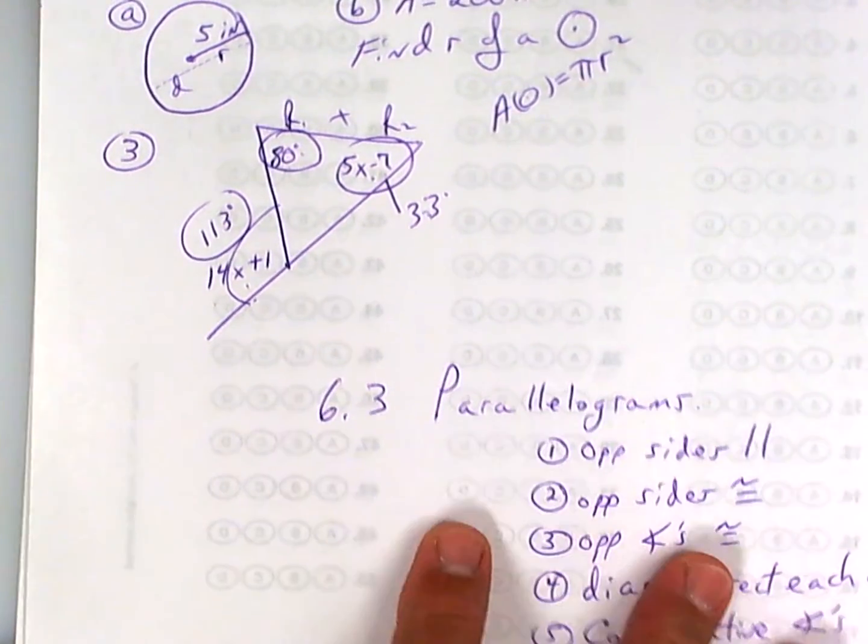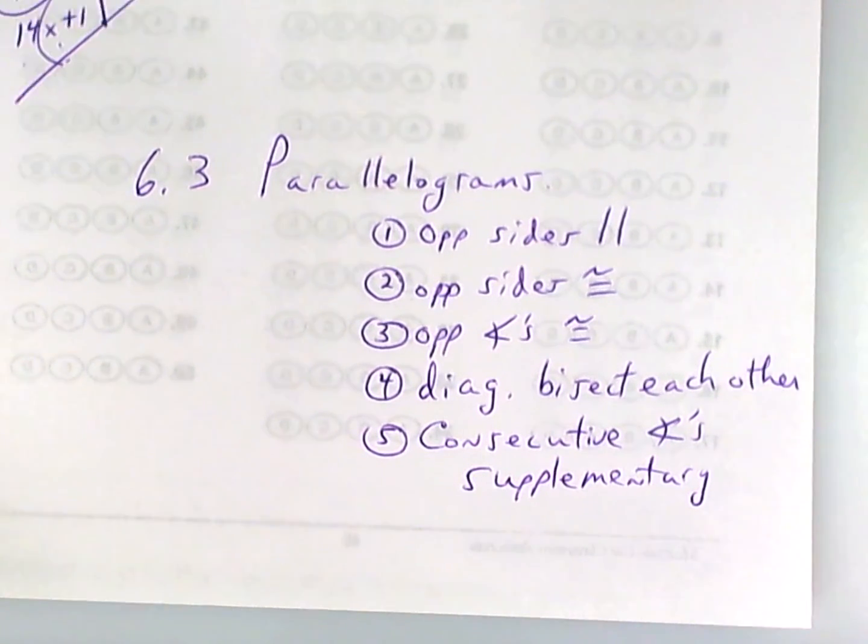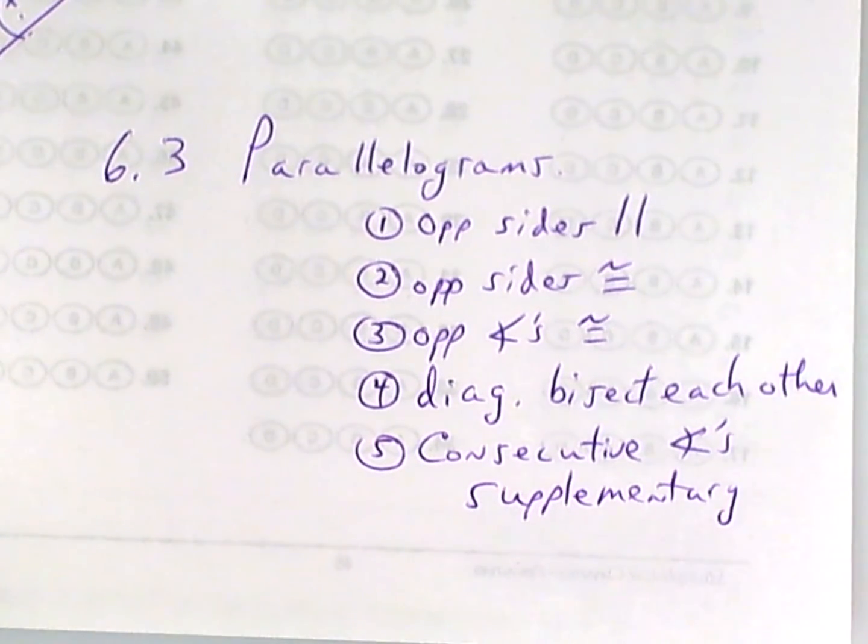Put away your bell work and copy these properties of a parallelogram. You might think, well, what is a parallelogram? Well, a parallelogram has certain properties, and three of them start off with O, O, O: opposite, opposite, opposite. Make sure you know that. Okay, so let's take one here.